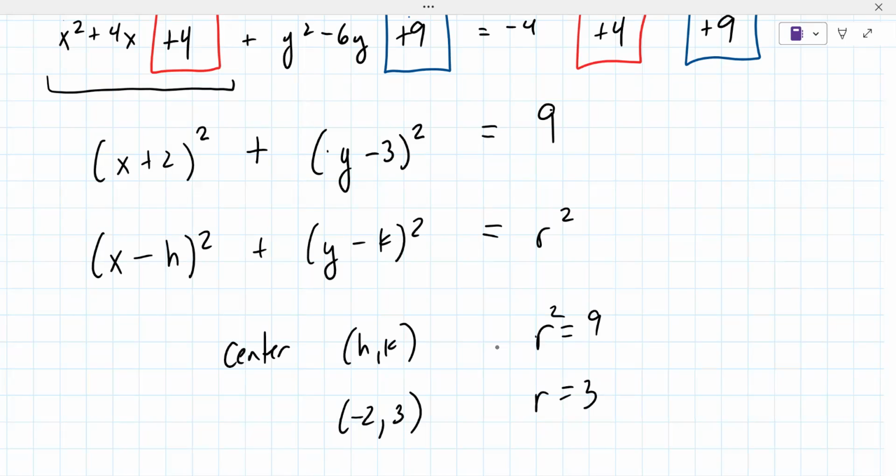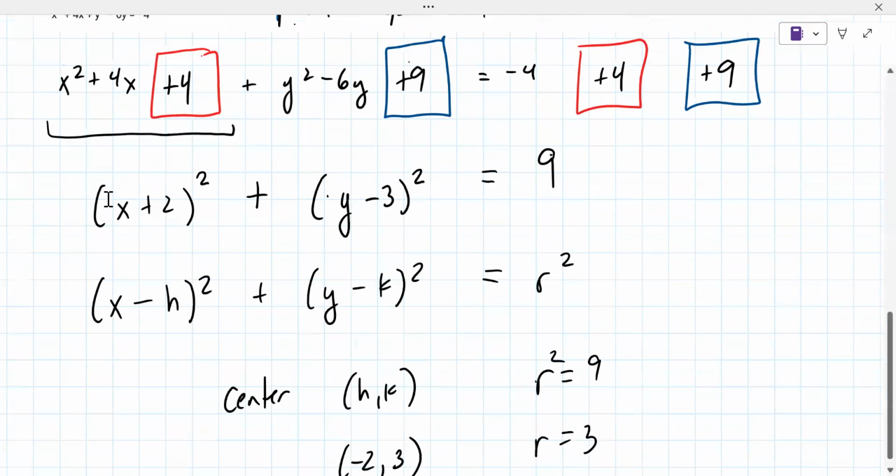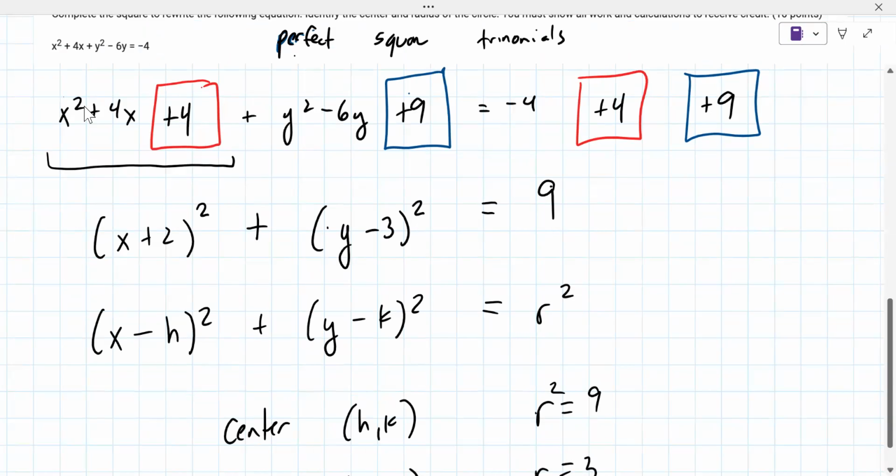What I did before, the equation that I came up with was (x plus 2) the whole squared plus (y minus 3) the whole squared equals 9. So I think it's the same thing that we got here. But you've got to show the steps. They're going to wonder how you got that, because there's a million calculators.